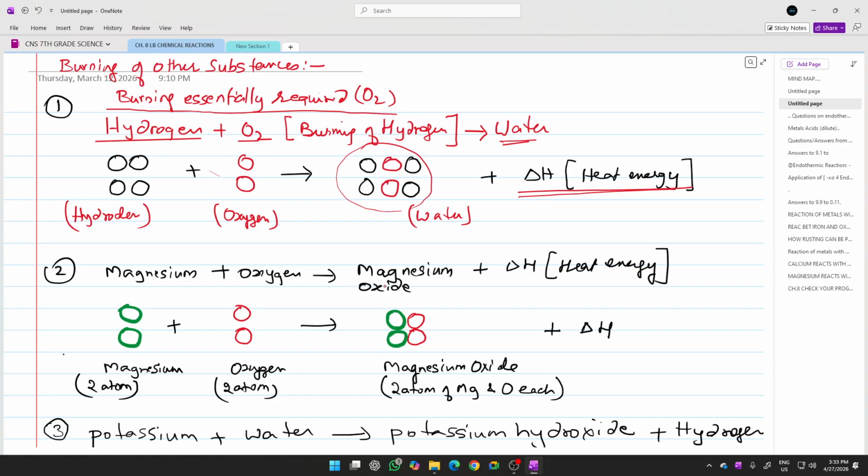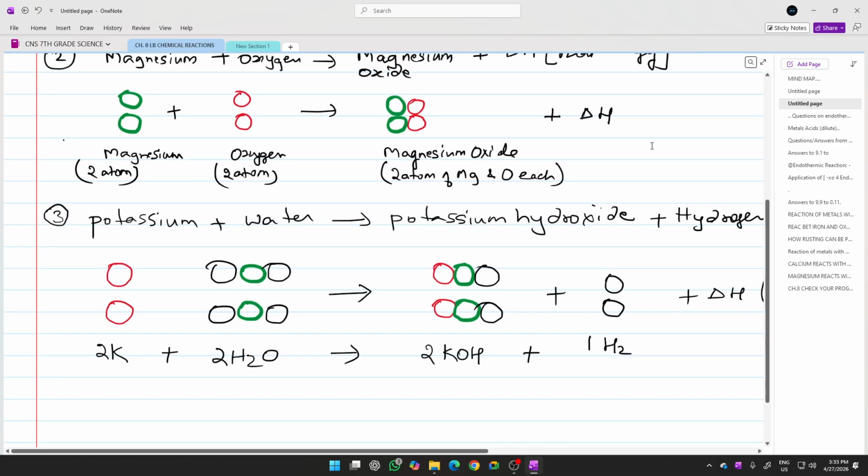The third one is potassium reacting with water. So for potassium I am showing 2 red circles, 2 atoms of potassium. Water I am showing in this way. These 2 green circles are representing oxygen atoms, and these 4 black circles are representing 4 hydrogen atoms. So water formation requires 2 oxygen atoms and 4 hydrogen atoms. So this is what I have shown here.